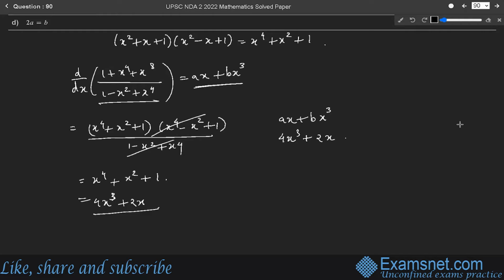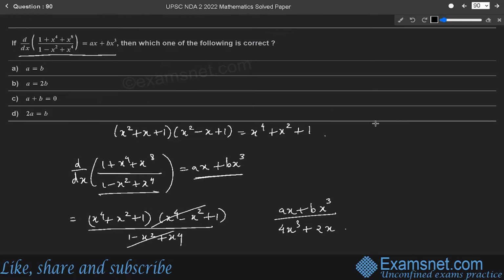Now, comparing 4x cube plus 2x and ax plus bx cube, we will get a is equal to 2 and b is equal to 4. b is equal to 4 means b is equal to 2a, which is 2 into 2. Therefore, the required option which is correct is b is equal to 2a. So option number D is the correct option for this question. I hope it is clear to you.